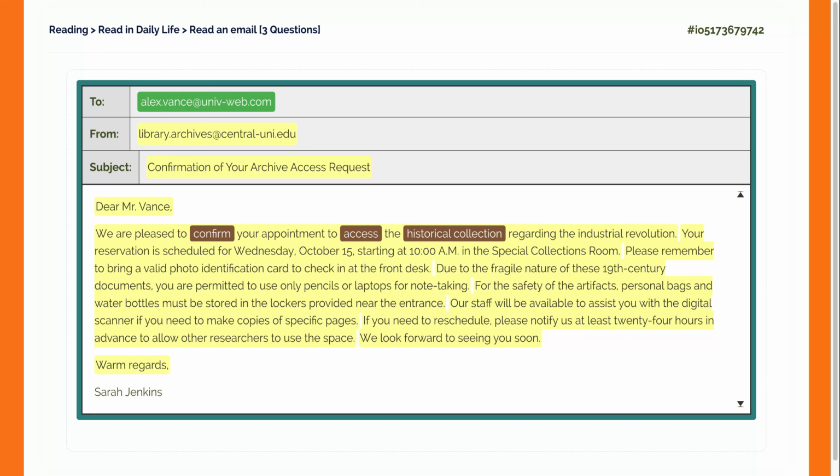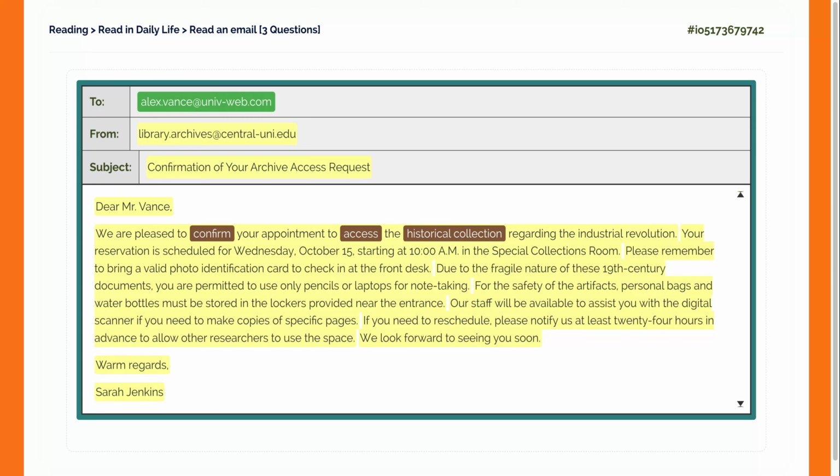In the TOEFL reading section, the closing helps you confirm the overall tone of the communication, which here is supportive and professional. Sarah Jenkins. Finally, we see the name Sarah Jenkins. She is the person representing the library archives. Knowing the sender's name helps us understand who is responsible for the information and who the contact person is. If Alex has questions, Sarah is the one he would likely contact.